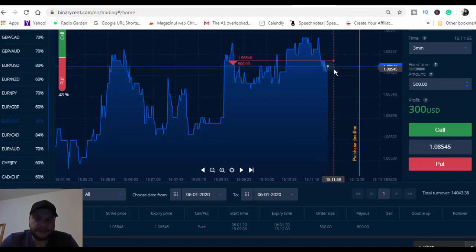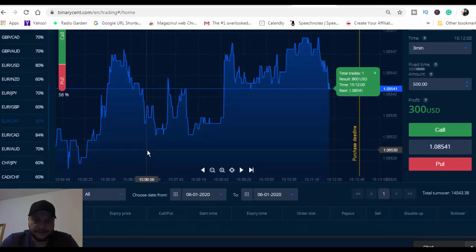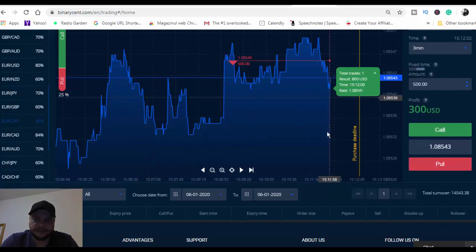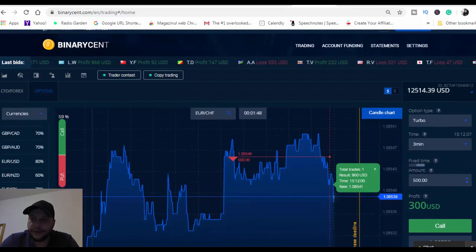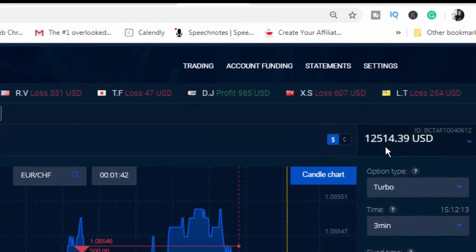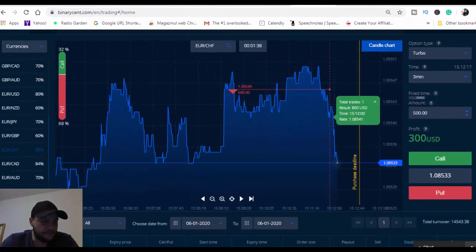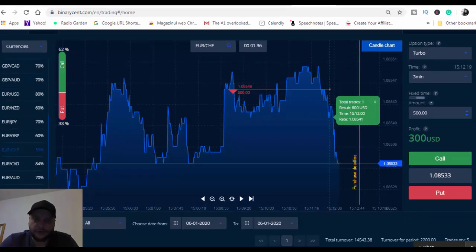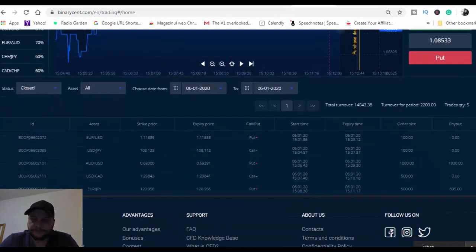And here, this is the line. You have to cross this line. Yes, it's in the money. As you can see, it's in the money. So let's have a look. Now we have $12,500. So we have a profit of, let's see, on closed. So 3 are out of the money and 2 are in the money.